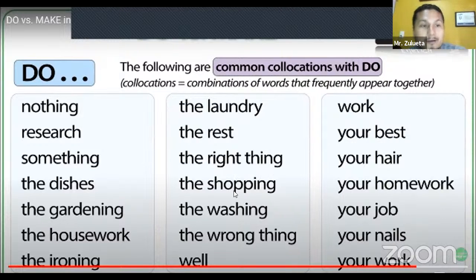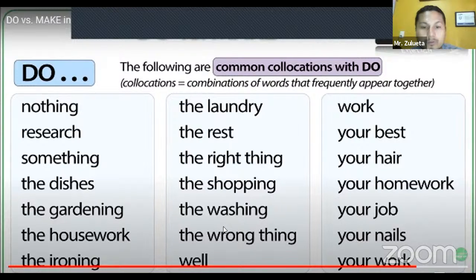Do the shopping. Let's go shopping. Ir de compras, hacer las compras. Muy diferente. Hacer. Do, hacer. Do the washing, washing specifically for dishes. Do the wrong thing. Okay.